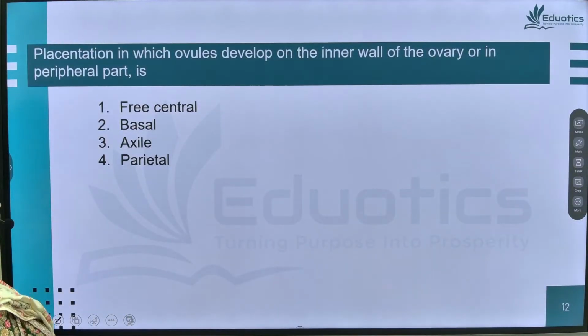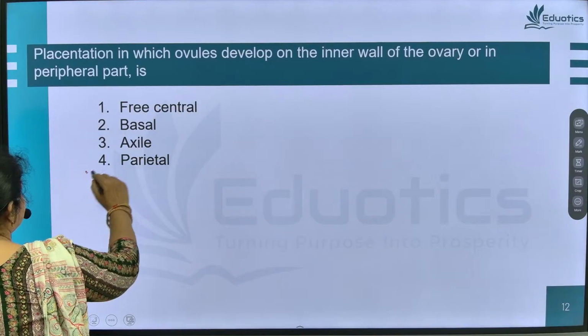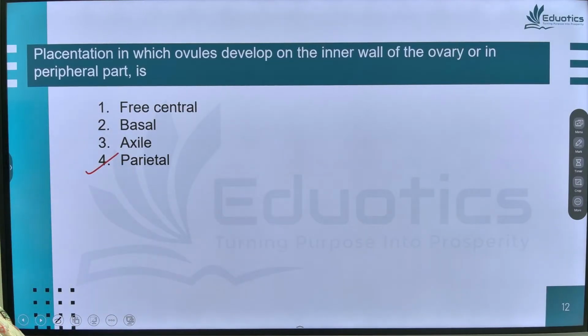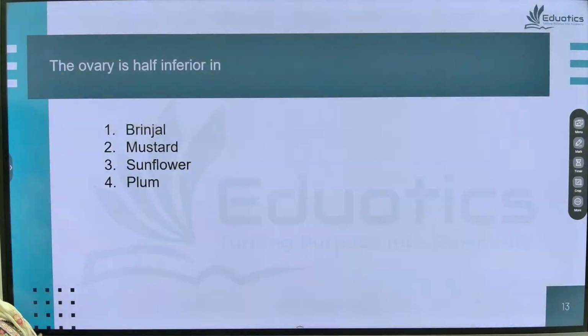Placentation in which ovules develop on the inner wall of the ovary or in the peripheral part. Parietal, family Cruciferae. Example is the mustard, which we have done in the last question.